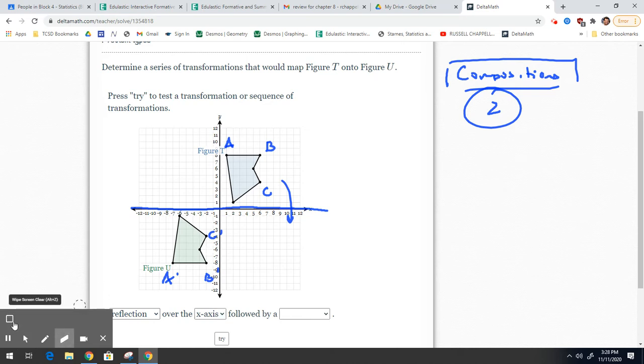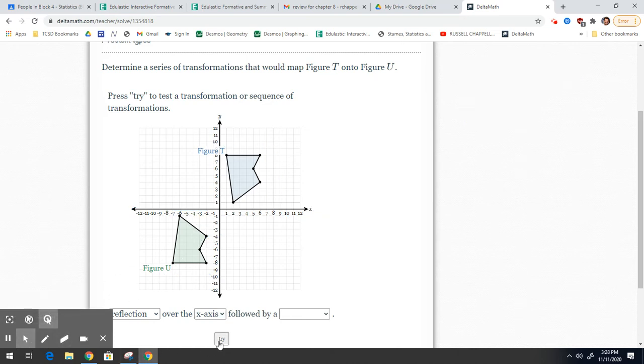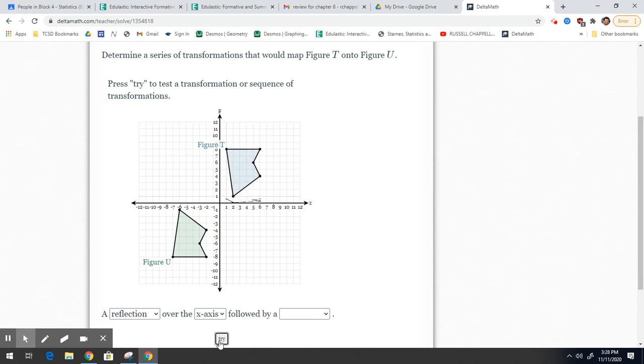And then watch what I can do. I'm going to delete the drawings. I can press the try button. It'll show me what happens. So look at that. I think that that's pretty good because look at my orientation now. It looks like my two figures are oriented the same way. The only thing I need to do now is I need to translate my points to the left.